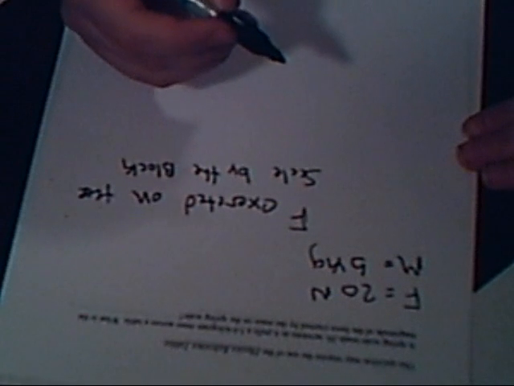by the block. And according to Newton's law, every action has an equal and opposite reaction, which would make the force exerted on the scale the same as the force exerted on the block. So the answer is 20 newtons. Next question. The key concept behind this is to remember that every action has an equal and opposite reaction.